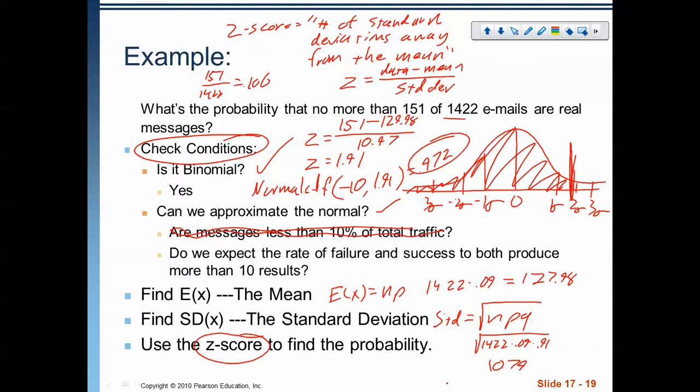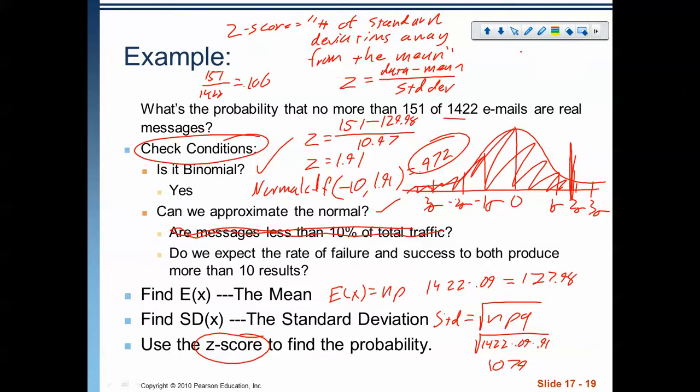So is my email filter too aggressive? Nope. It's pretty dead on. There's a high probability that that's going to happen with a 91% spam rate. So my spam filter is doing pretty good.